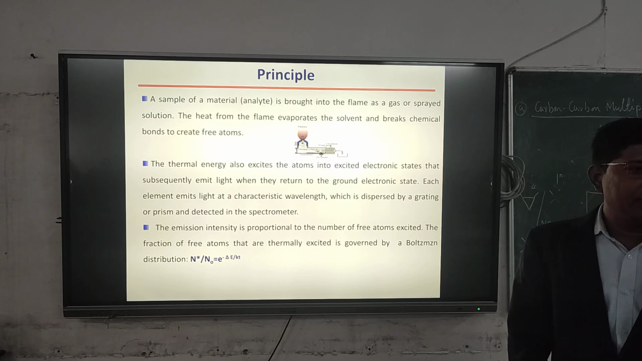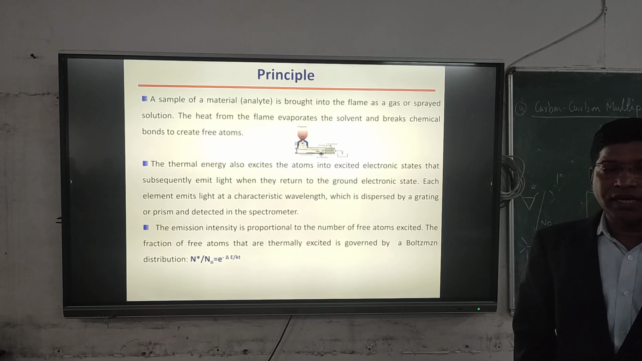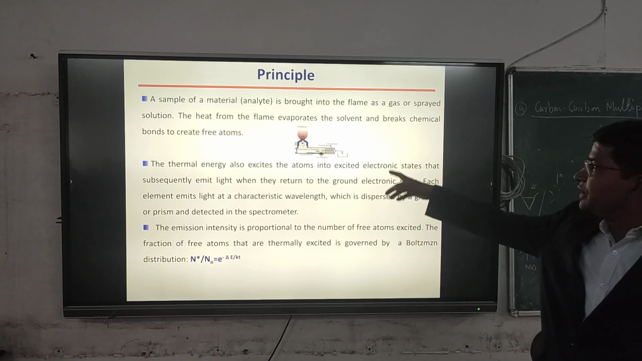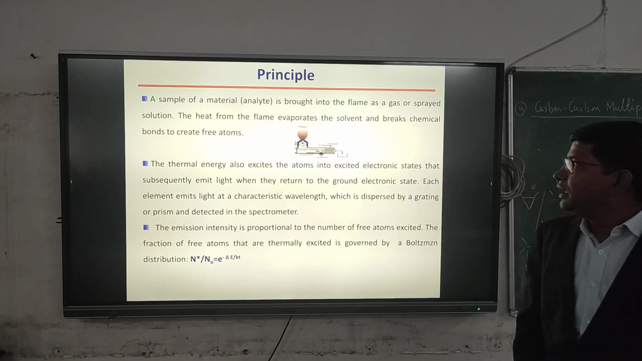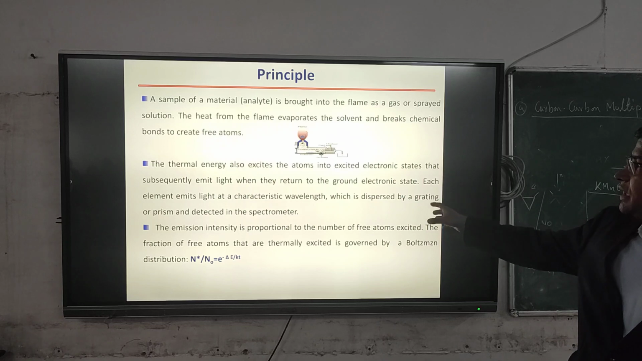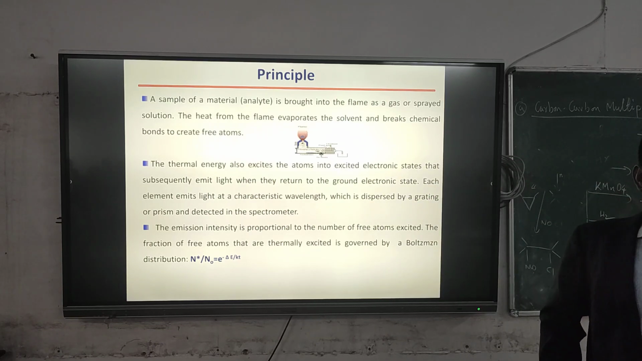So in flame photometry, the flame is used to volatilize, then atomize, and finally for excitation of the element present over the flame. After the excitation, while losing its energy, it comes to the ground state and emits a characteristic wavelength of light.